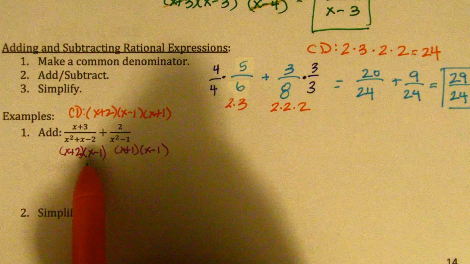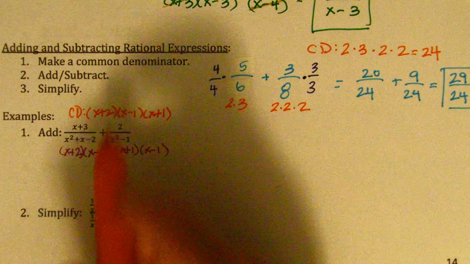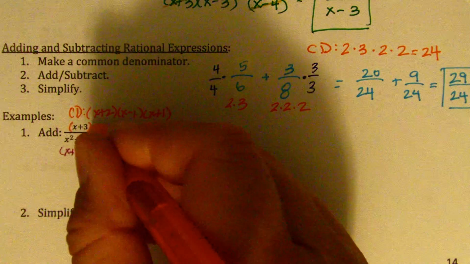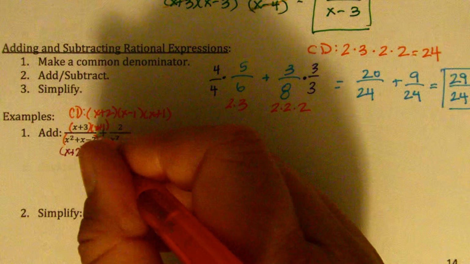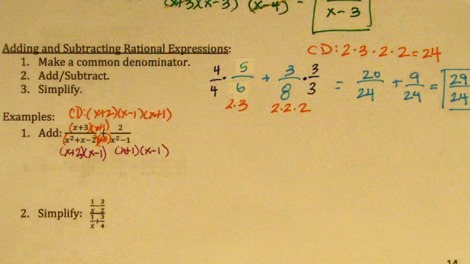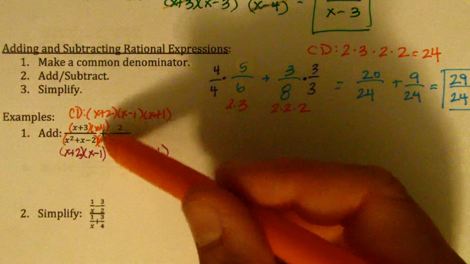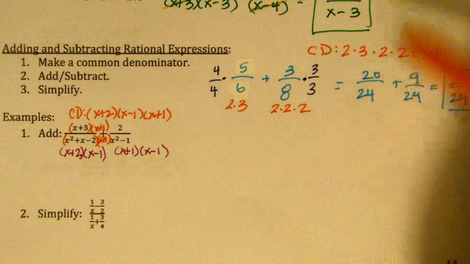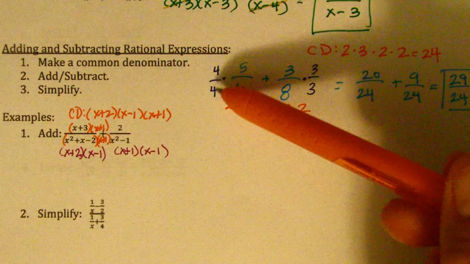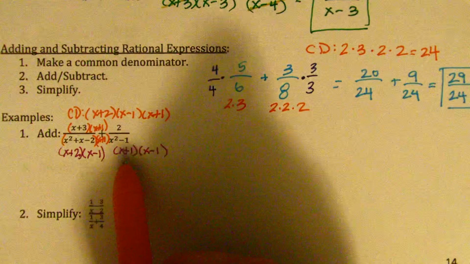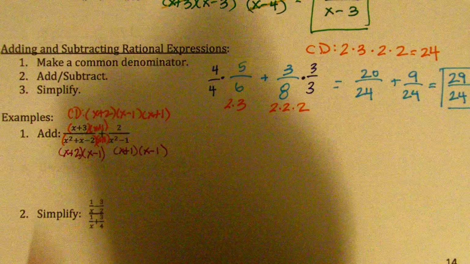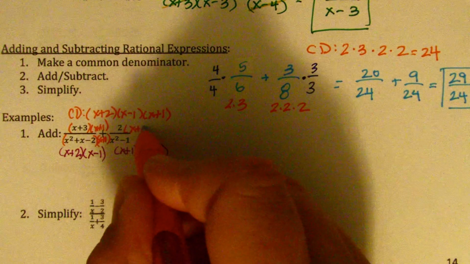Now what's missing from this fraction is the x plus 1. So I'm going to multiply on top and bottom by x plus 1. And I'm kind of squeezing it in there small. You probably can't read that super clearly, but these are both x plus 1. Just like we did over here when we multiplied by the 4 over 4 and the 3 over 3, that's what we're doing here. This one has the x plus 1 and the x minus 1, but it's missing the x plus 2. So x plus 2.